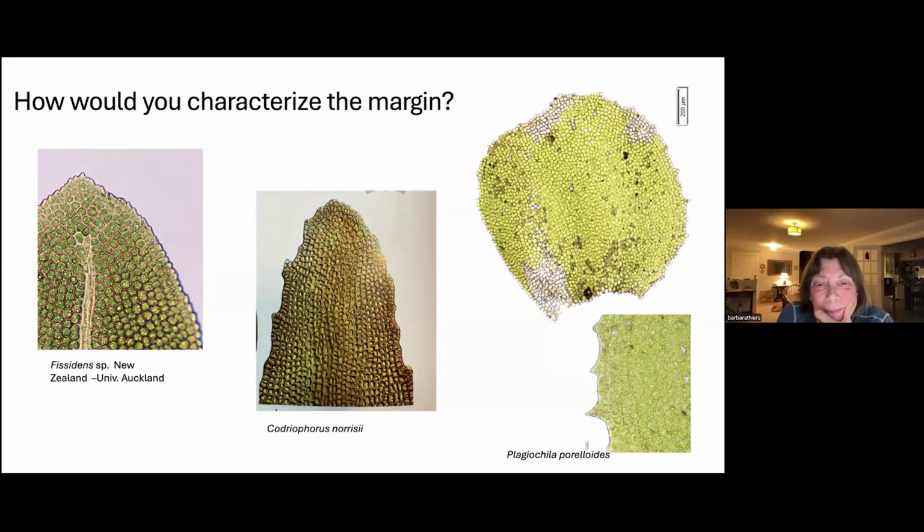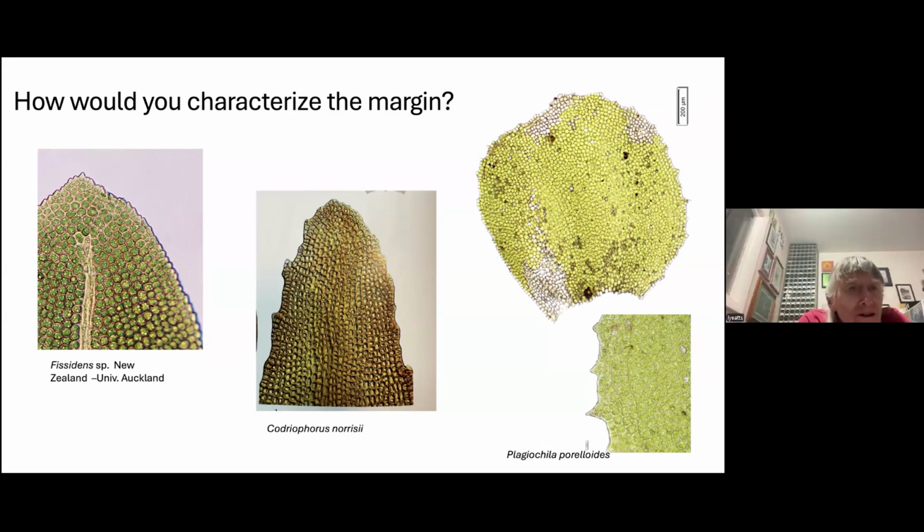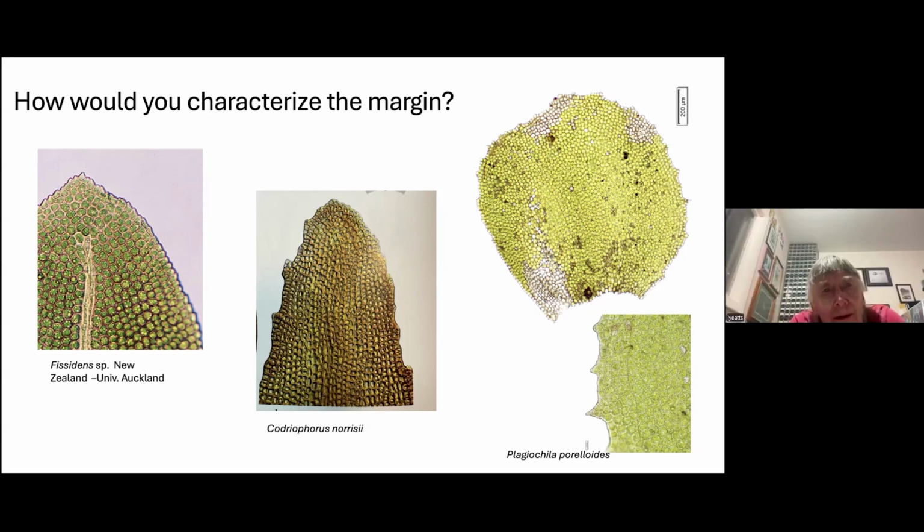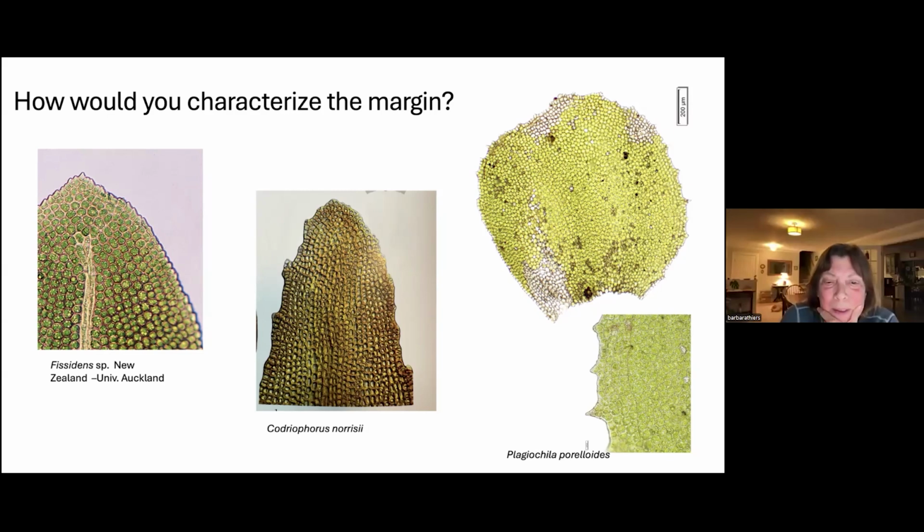Other thoughts? Would those tips be papillose? They're kind of whitish, they're discolored. You're right. They do look like it, but that's probably the preparation rather than anything else. It's probably not a papilla. Okay. Liverworts will sometimes have papillae on the edge of the leaf, but not so common in mosses. I think it was described as irregularly denticulate.